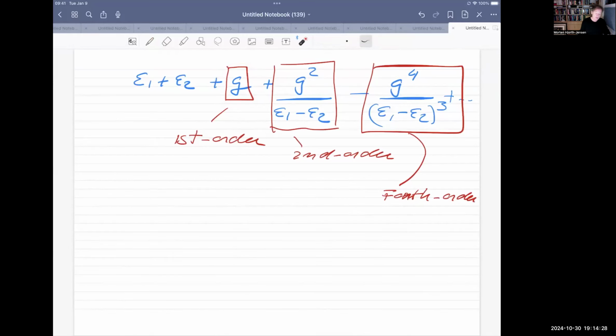And we are going to see that this corresponds to a type of many-body theory, many-body perturbation theory, which is called Rayleigh-Schrödinger perturbation theory.